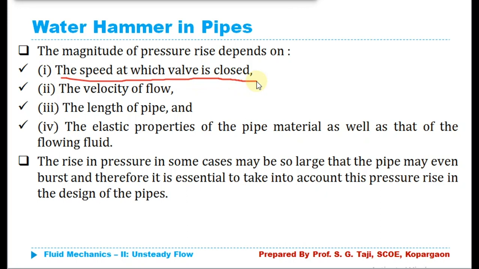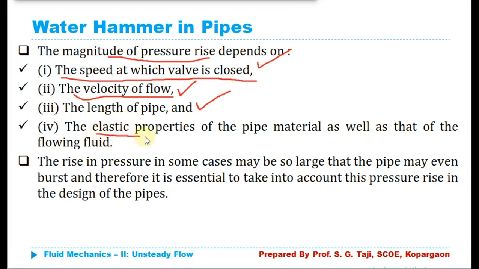One pressure wave will be generated which moves in the upstream direction. So obviously the speed at which the valve is closed is going to affect your water hammer effect, or the magnitude of the pressure rise. The faster the closing time, the greater the magnitude of the pressure rise. The higher the velocity of flow, the more the conversion and the more the pressure rise. Again, the higher the length of pipe, obviously the more the pressure rise.